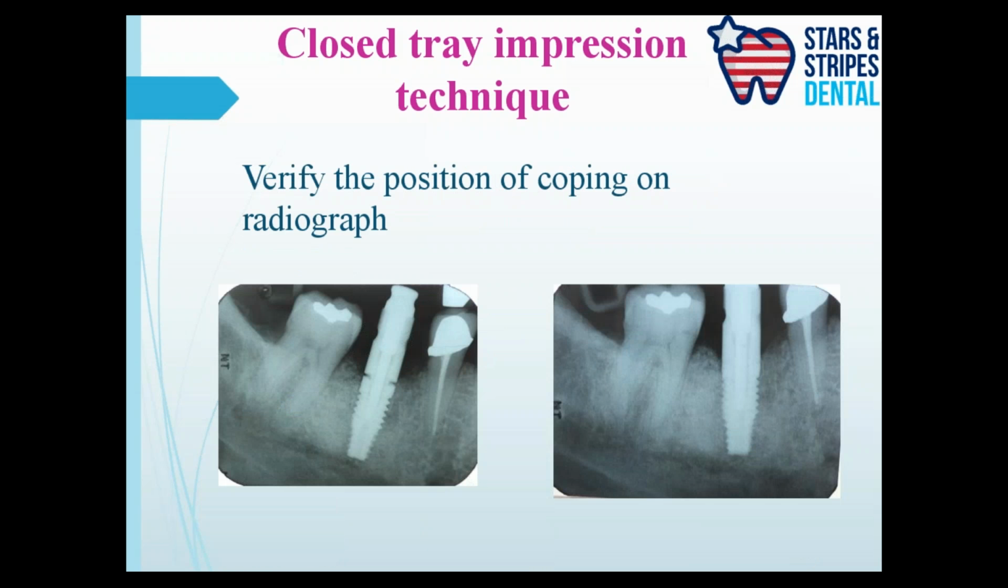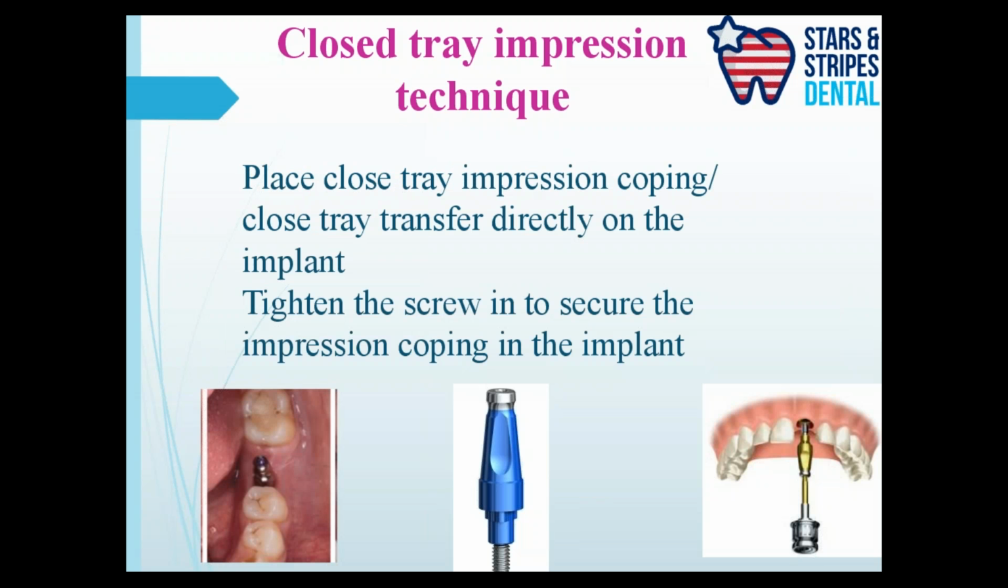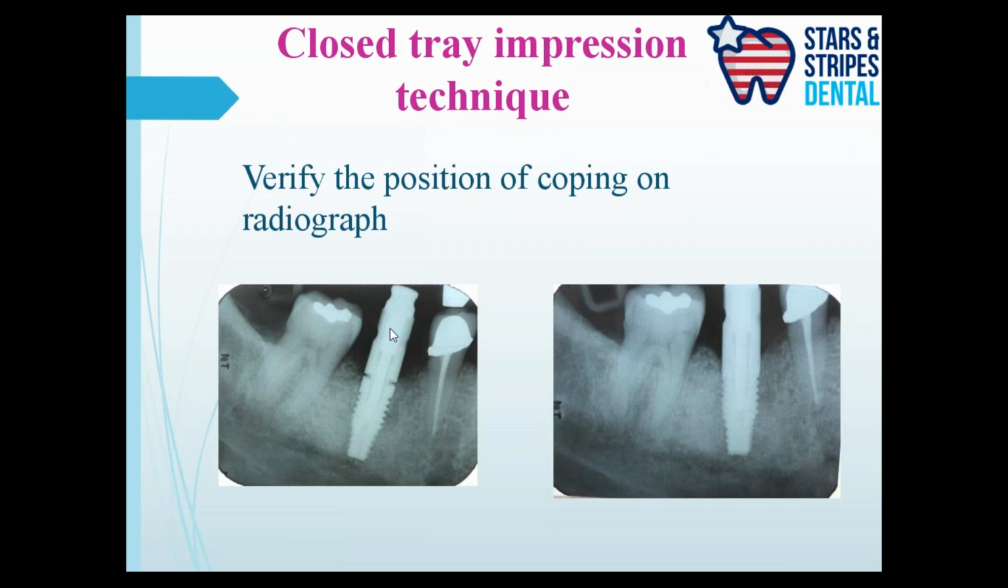Then what do you do next? You always check the position of the impression coping on the radiograph. This is the most important step. I cannot stress enough about this step. Now why? Because, let's go back, this seems to be fitting perfectly fine in the picture right here, okay? And you feel that the screw was completely tight and everything looks fine. But the implant is placed a little bit, of course, subgingival, right? You're not able to see the junction, where the implant ends and the coping starts, with your naked eye. You cannot see that. So you have to make sure you take a radiograph and verify.